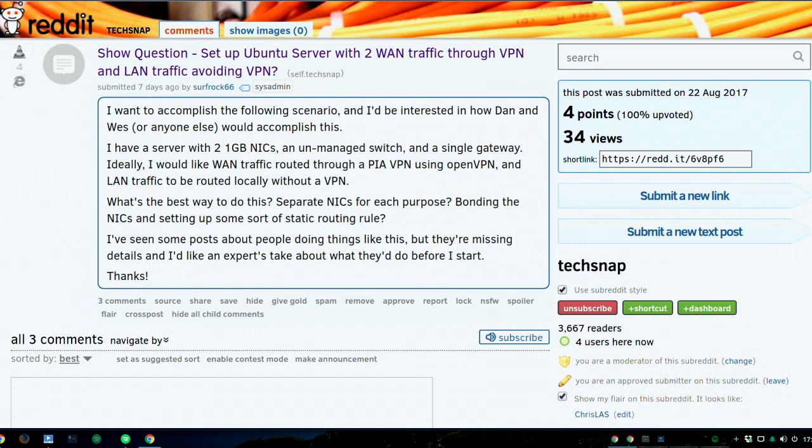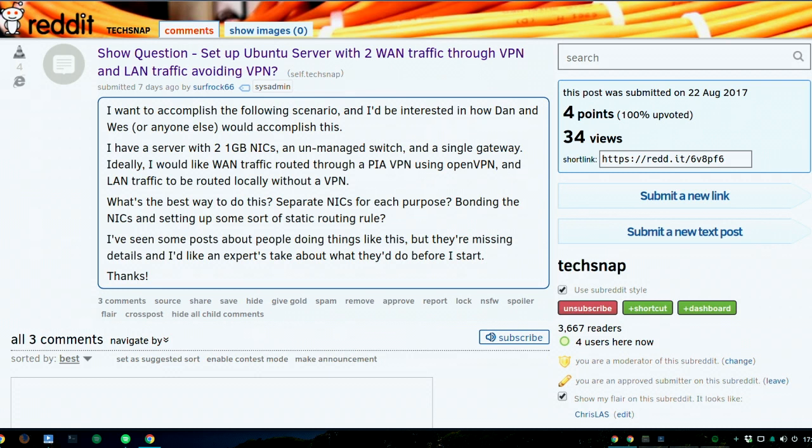So the criteria we have is he has a server with two 1 gig NICs, an unmanaged switch, and a single gateway. I'm not sure if his gateway is his modem or another computer or what. Or, like, is this a modem router combination or a separate router, so it's modem, router, server? I'm not quite sure about that either, and that might change some things. So I'm going to guess that his gateway is actually his ISP. If it's different, let us know.